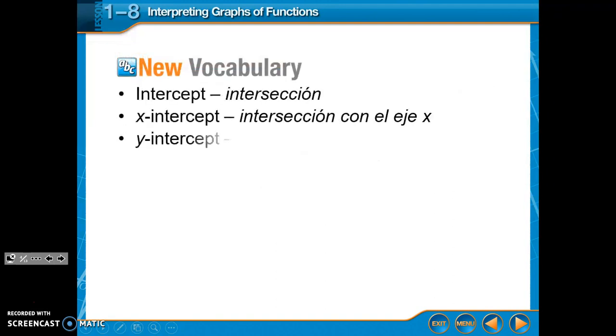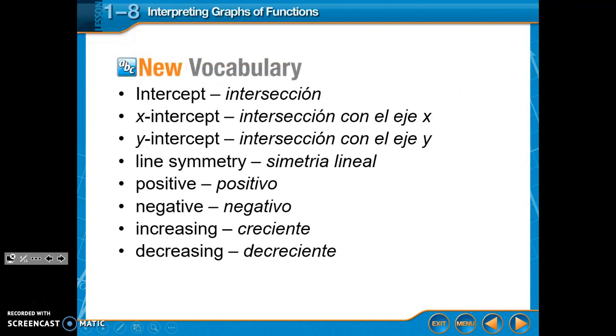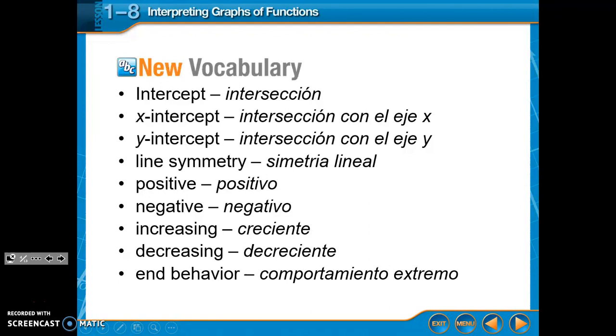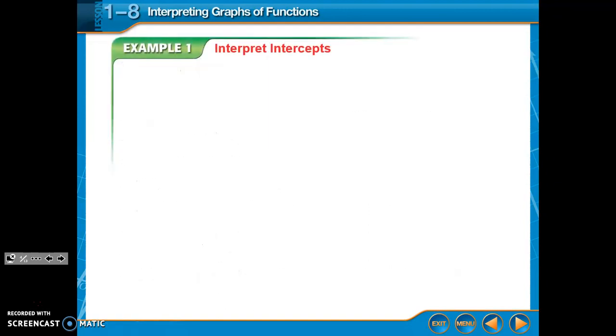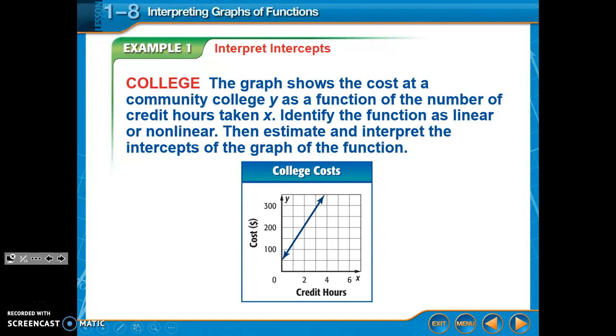So your vocabulary for this section: intercept, x-intercept, y-intercept, line symmetry, positive, negative, increasing, decreasing, and end behavior. Okay, first thing we want to learn how to do is interpret intercepts.